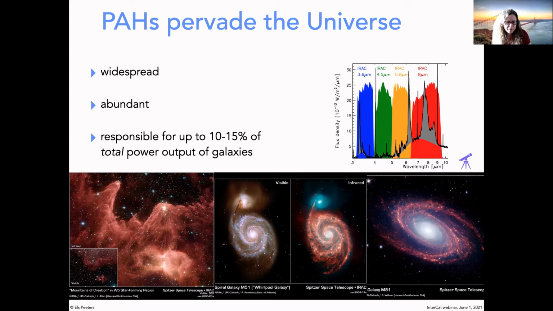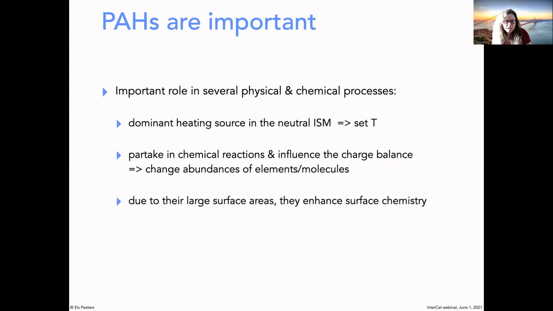widespread emission. They are abundant, and if you look at, for example, the galaxy on the right-hand side, it's a spiral galaxy. For those type of galaxies, the PAH emission can easily be up to 10 or 15% of the total power output across all wavelengths for these galaxies. So they really emit a lot of energy that is emitted by these galaxies. So they're widespread and abundant.